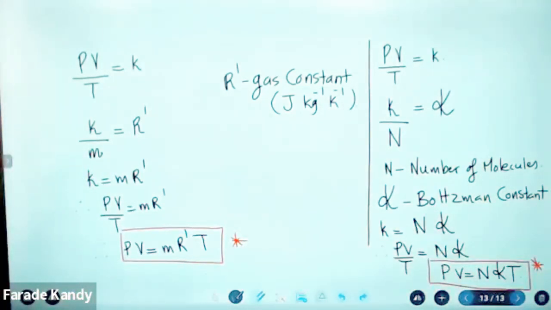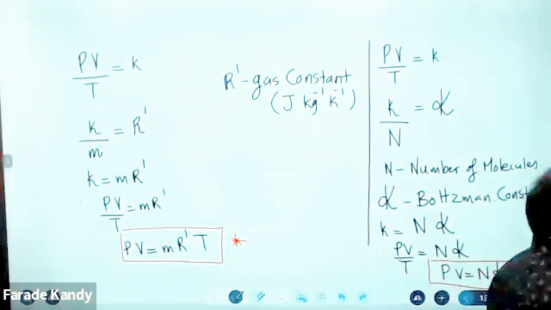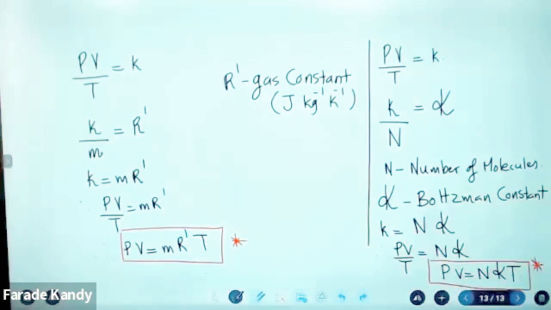Okay? Write down. Constant K per molecule is defined as Boltzmann constant.